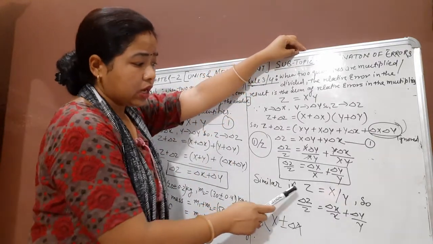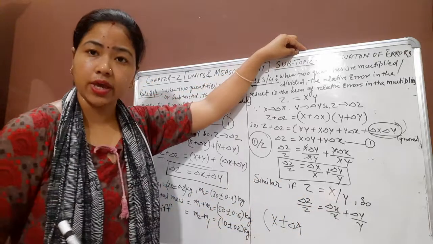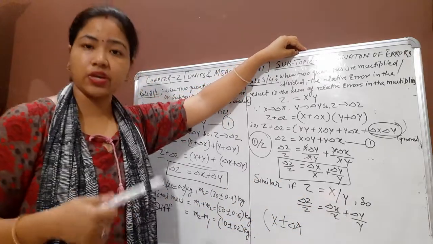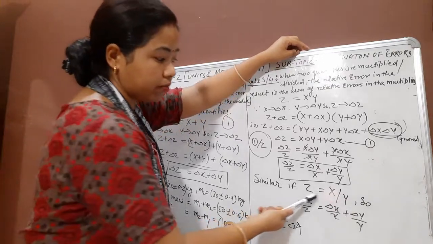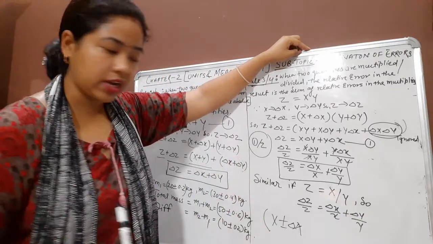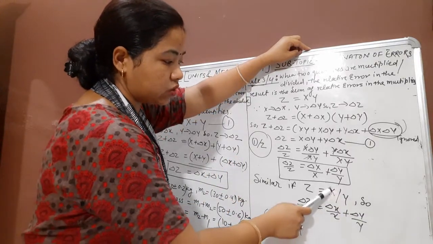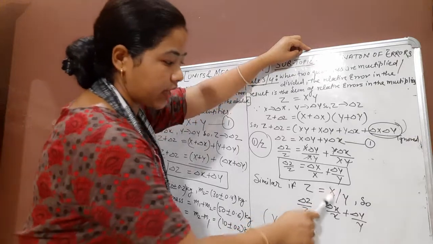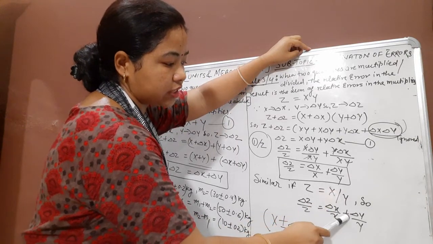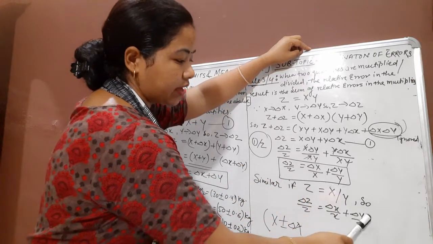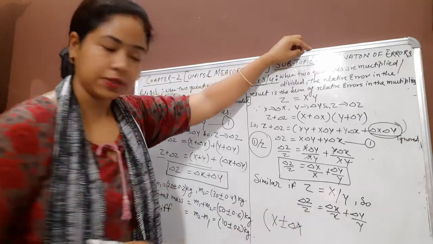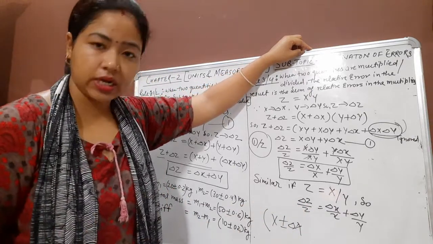So similarly, if z equals x upon y, and we have to write down the relative value, we have to combine the relative values in both quantities. So how can we write it down? Delta z over z, the relative error in z, will be equal to the relative error in x, that is delta x upon x, and this division sign will be converted into the plus sign and we will get delta y over y. Then this will be the result for the division, right?